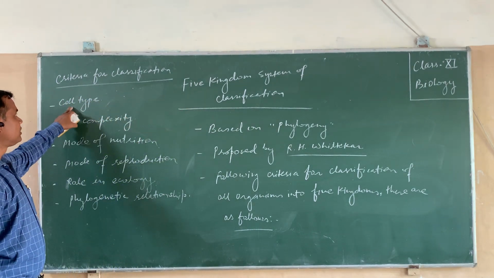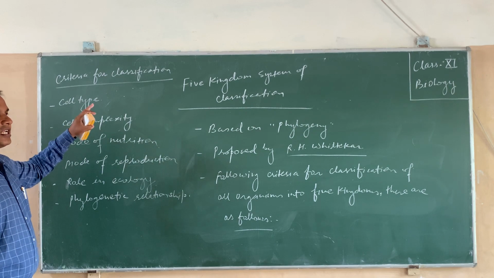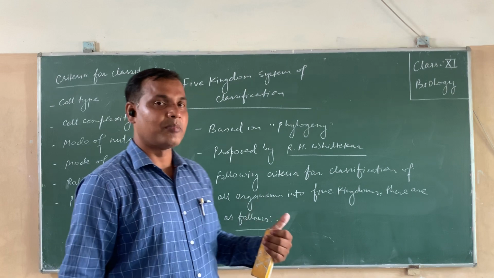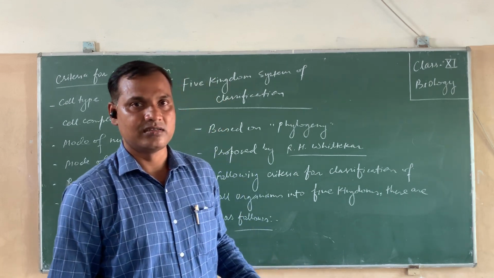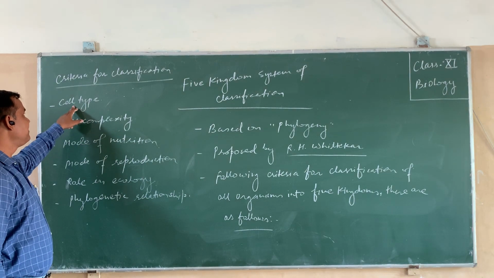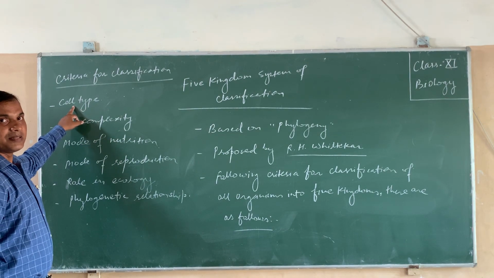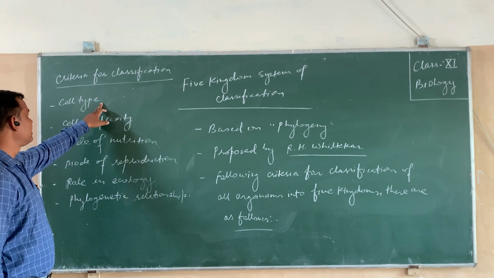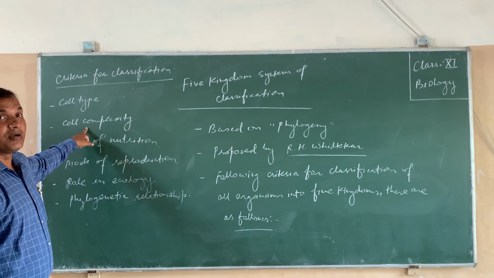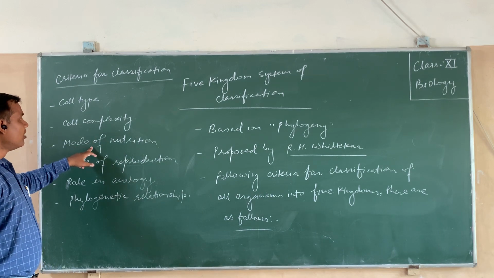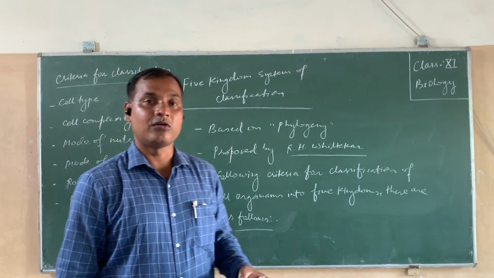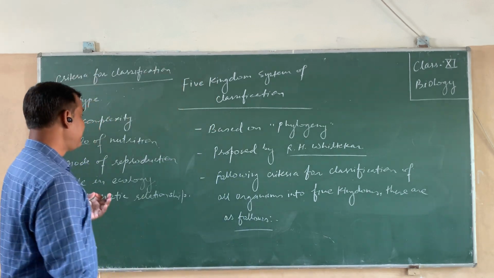These are cell type, meaning the organism may be made up of a prokaryotic cell or eukaryotic cell. There are 2 types of cells. Cell complexity: maybe the organisms are made up of a single cell or are multicellular. Mode of nutrition: the organisms may be autotrophic, heterotrophic, saprozoic, or parasitic.